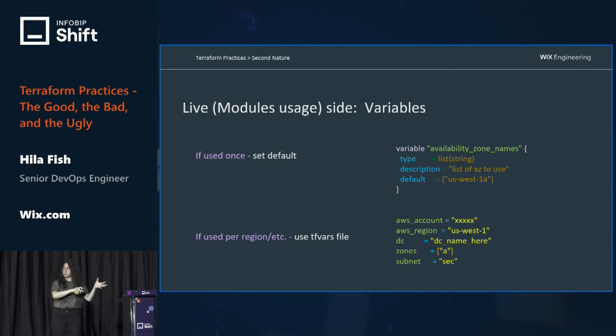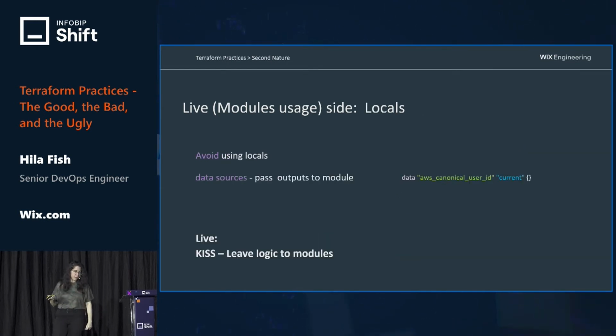So that was on the module side. On the live side, and when I say live, I mean where we call the module, like a module is a class, and then the live is the instantiation of the class. So for variables on the live side, if you use them only once, you just set a default. But if you use them per region, then you should use the tfvars file that helps you achieve these settings per region. And on the live side, you should avoid using locals, because we want to aim to have the live side as simple as possible, because we want all the logic to be kept in the module.